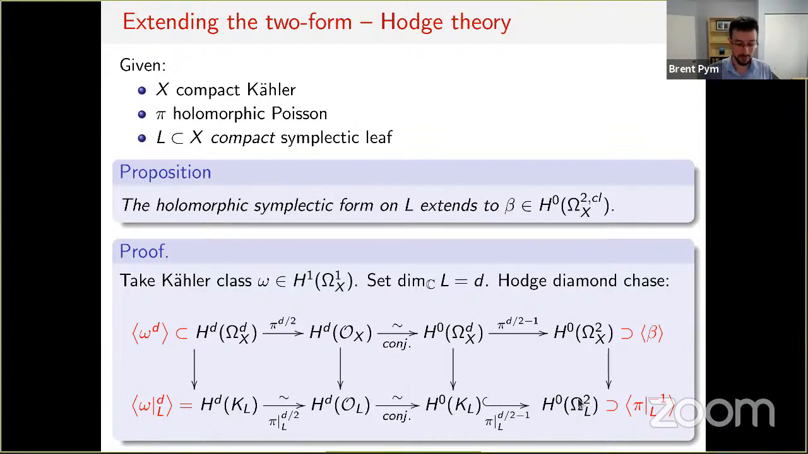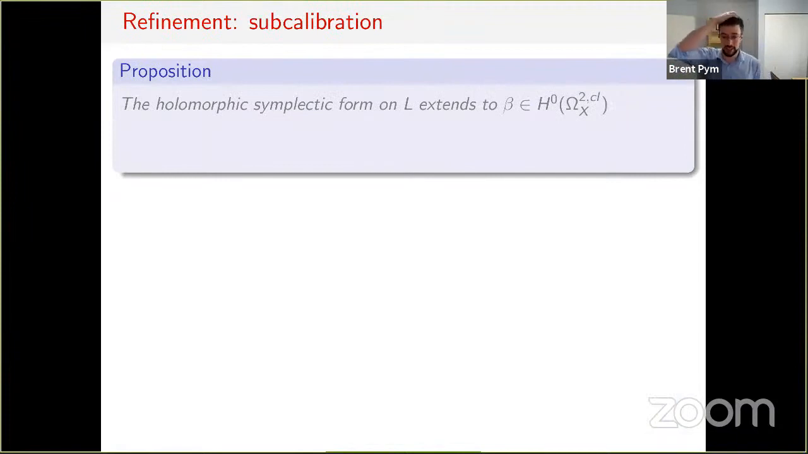Okay. And therefore, since this sequence is compatible with restriction to L, chasing through this diagram we deduce that the restriction of beta to L is a non-zero scalar multiple of the symplectic form on L. So after correcting that scalar multiple, I get that beta is an extension of the symplectic form. So that's how you see that the two form extends. It always extends. This doesn't need the finiteness of the fundamental group. It just needs the compactness.